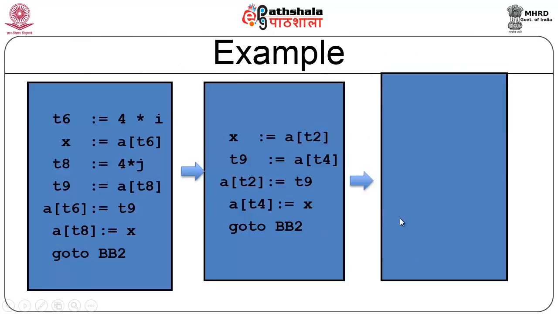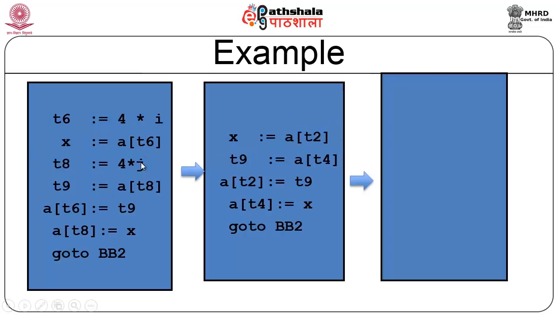So, what happens here is this 4 into I has now been replaced with T2. Therefore, T6 becomes redundant. Wherever we have to use T6, I can use T2. That is what I have done here, A of T2.